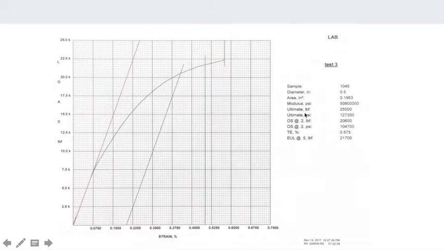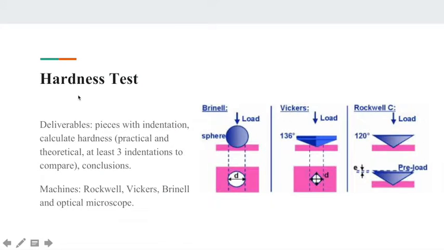Here are some of the data obtained. The ultimate strength in foot-pounds was 25,000. The modulus was 5,800,000, and that's it.